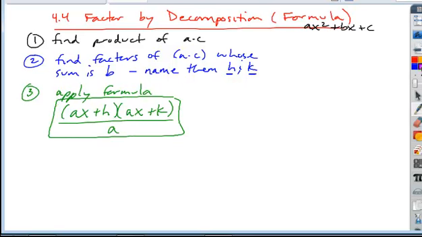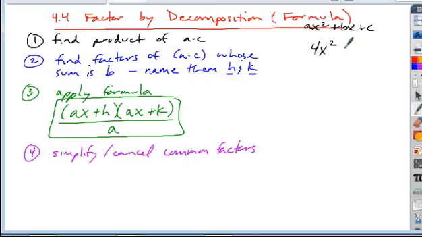Okay, and so your final step on this would be to simplify or cancel any common factors. And that's going to give you your answer. Okay, so let me take you through the problem that we just looked at before. And that problem was 4x squared plus 11x plus 6.